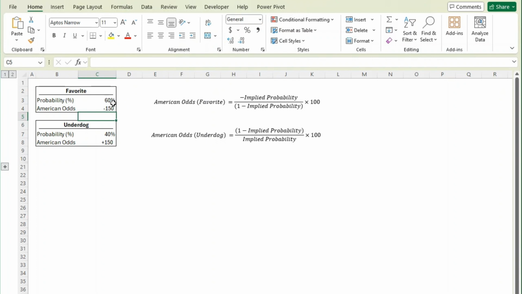On the other side of the bet is the underdog. The math here is 1 minus the probability divided by the probability times 100. Again, we have it in Excel here in the 40% probability, 1 minus 40% divided by 40% times 100.